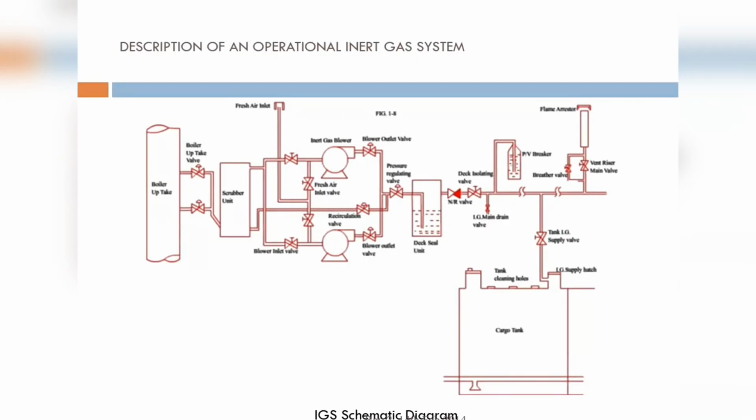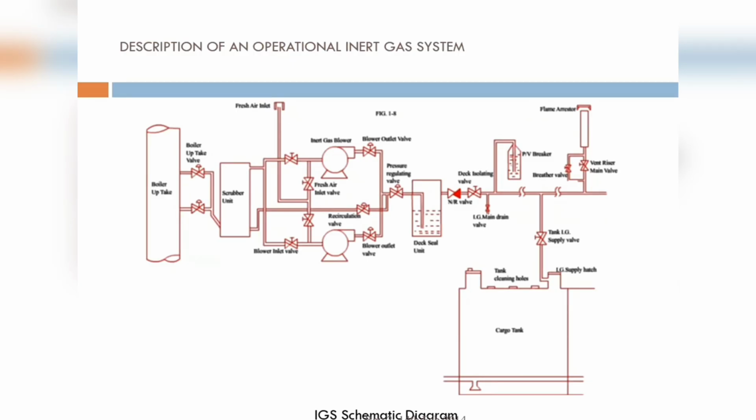Breather valve is not a requirement as per the SOLAS, but in addition you can always exceed the SOLAS requirement. SOLAS says only PV valve and PV breaker, and the PV valve should lift first and then the PV breaker. Okay, sir. Right.